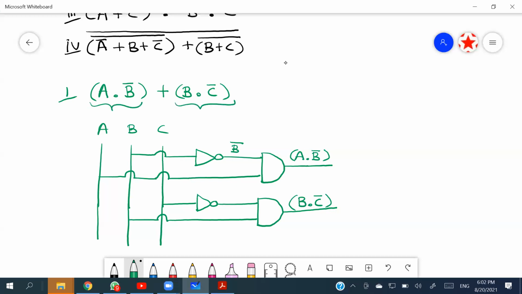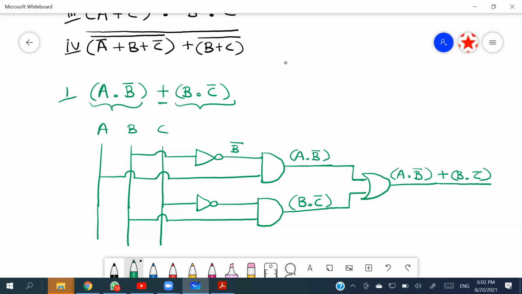These two are done. So now we have to deal with this plus. We have this output and we have this output, and we are going to put those outputs into an OR gate, because at the end of the expression, we are going to add these things together. So A dot B bar plus B dot C bar will be provided here.